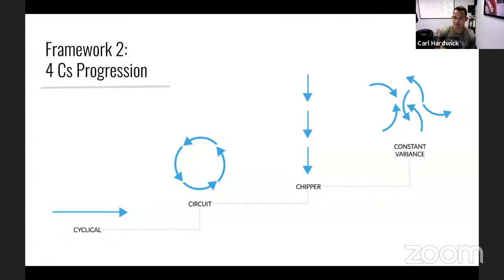In circuit formats, think about a 10-minute AMRAP where you're going from exercise A, B, C, A, B, C, A, B, C, A, B, C. It's just a circuit, right? So pacing is important. Transitions are important. Rhythm is important. What you're doing to allow pacing, transitions, and rhythm to occur in terms of exercise selection is extremely important.